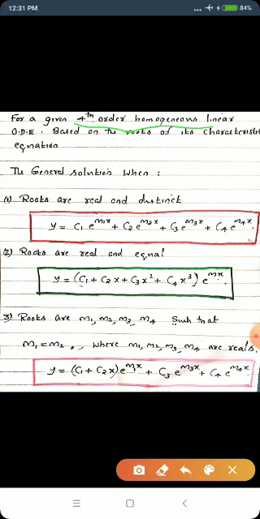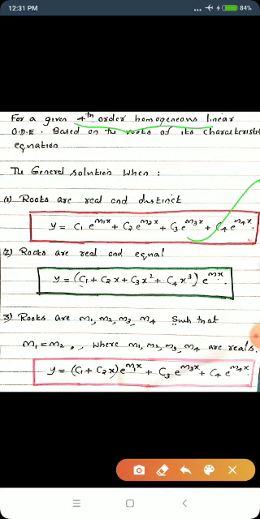The first one, when the roots are real and distinct, that means the roots m1, m2, m3, m4 are all distinct real numbers. In that case, the solution y is c1 e raised to m1x plus c2 e raised to m2x plus c3 e raised to m3x plus c4 e raised to m4x.